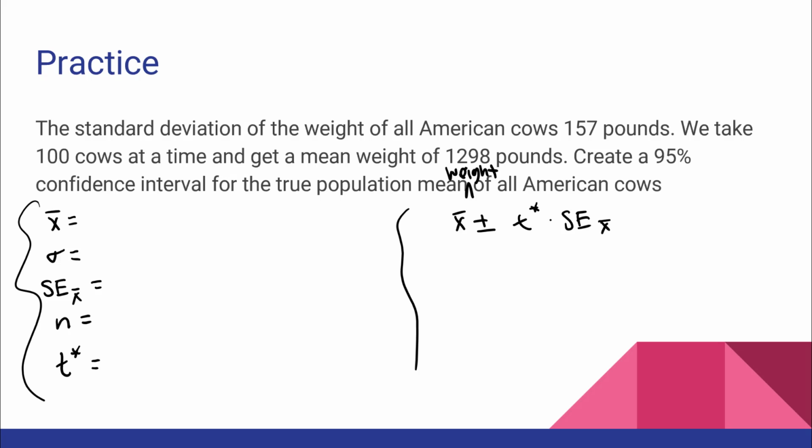The first thing we need is the center of our interval. That is our sample mean. So when we went and sampled the weights of the cows, what did we get for the mean weight for our sample? It says up here that we got a mean weight of 1,298 pounds, so that is our x bar. Next we need a sigma. This is our standard deviation for the population, and it is apart from our sampling distribution's standard deviation. It says up here that the standard deviation for all American cows is 157 pounds. Because it says all, that means this is our population standard deviation, so 157.